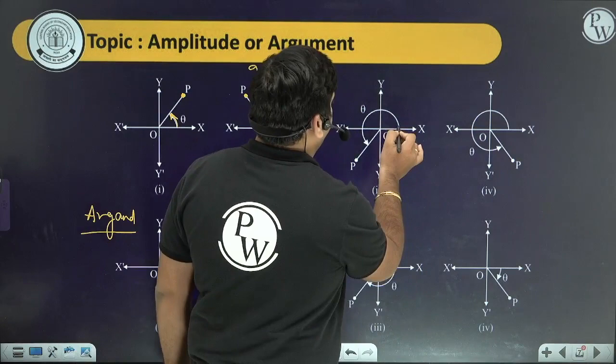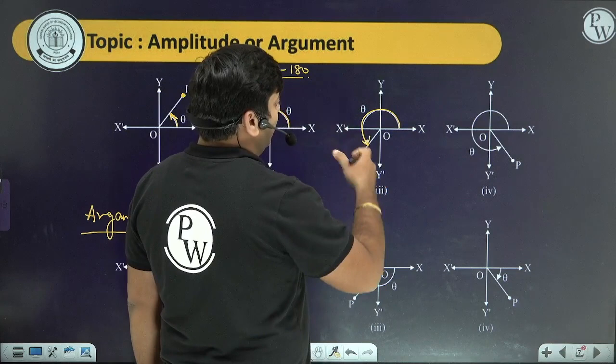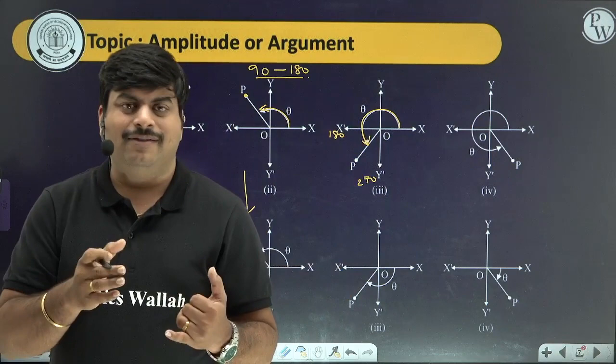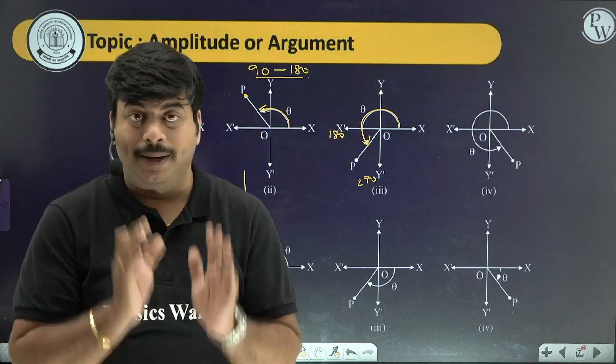In normal geometry, if the point is in the third quadrant, we take this angle up to here as theta, where it actually belongs to the value from 180 to 270. You can have the angle as 200, 210, 250, 260, 269. All these are valid values, but there is a difference in the Argand plane.